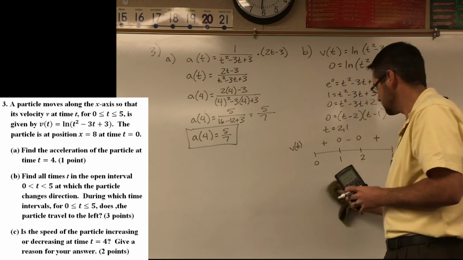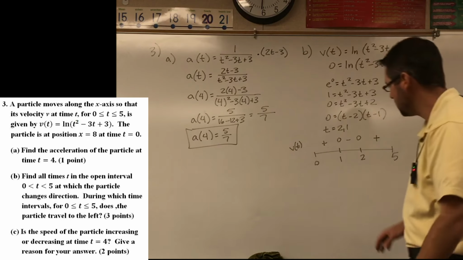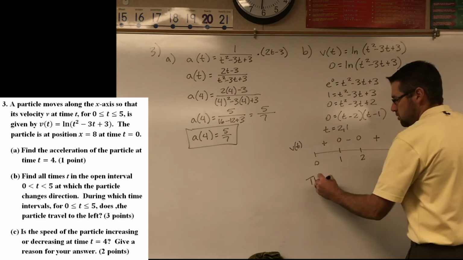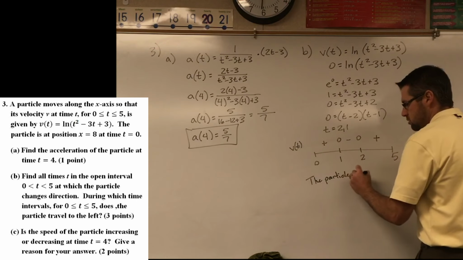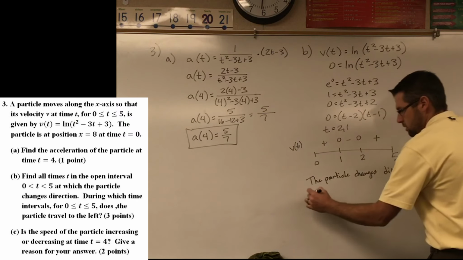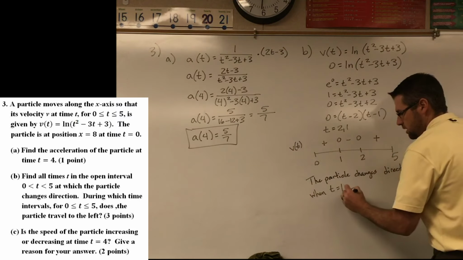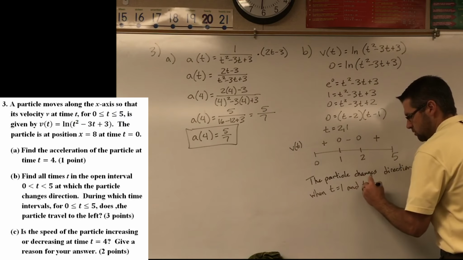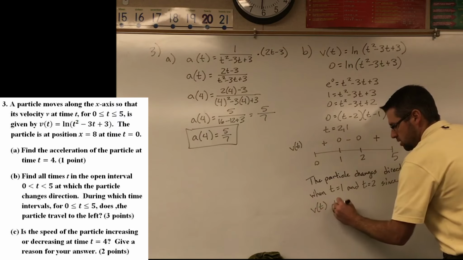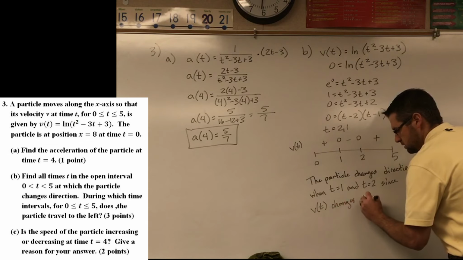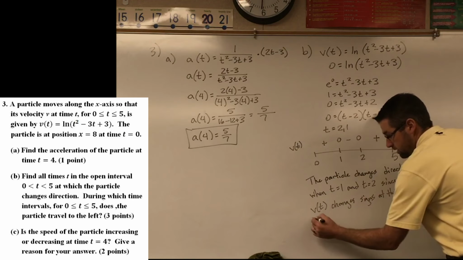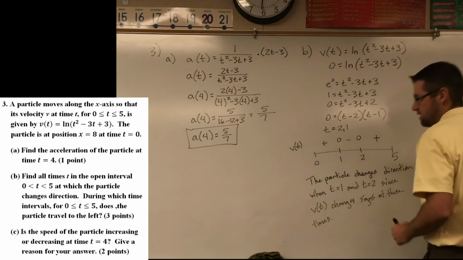So we are looking for when velocity changes signs. Well, we know velocity changes signs at 1 and at 2. So we would say the particle changes direction when t equals 1 and t equals 2, since v of t, velocity, changes signs at these points, at these times. And that is our answer there.